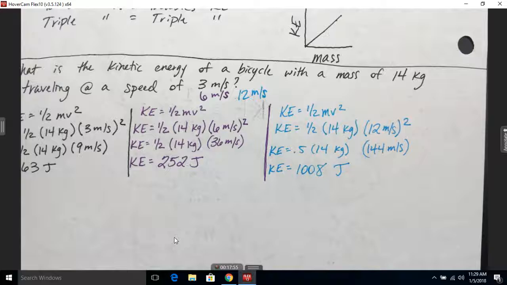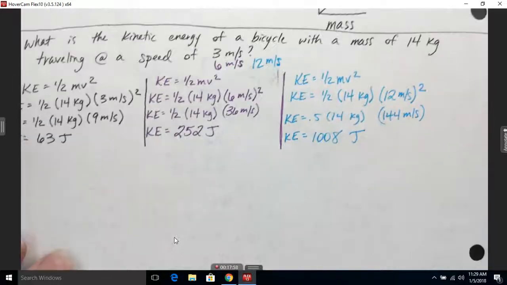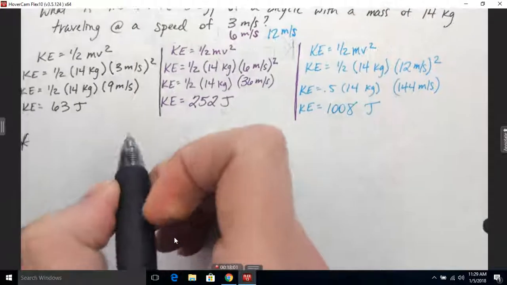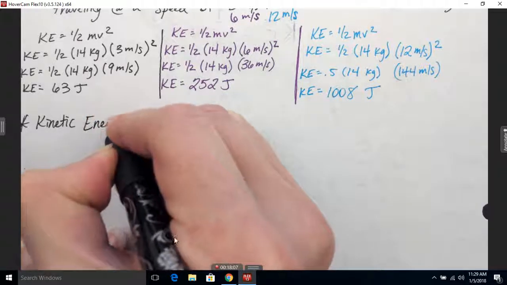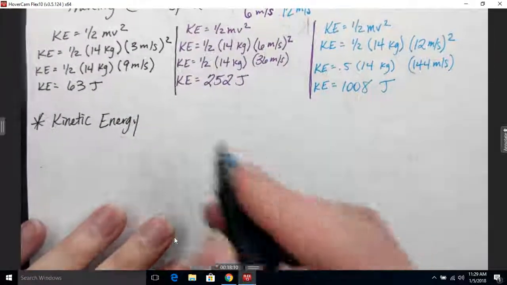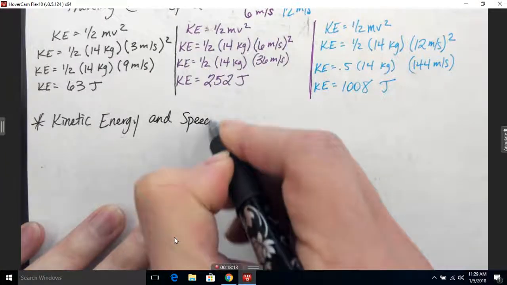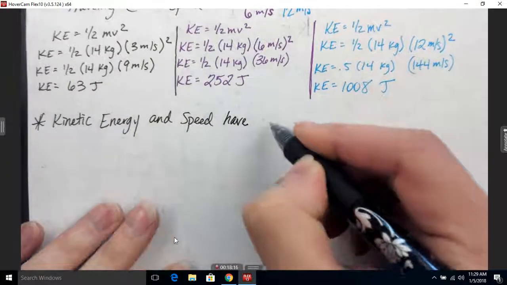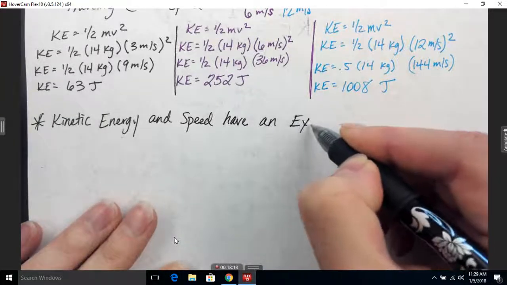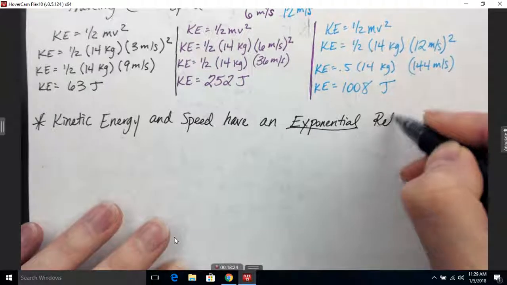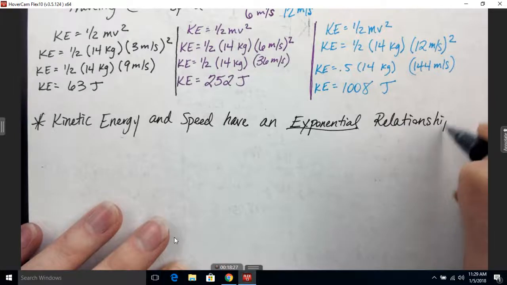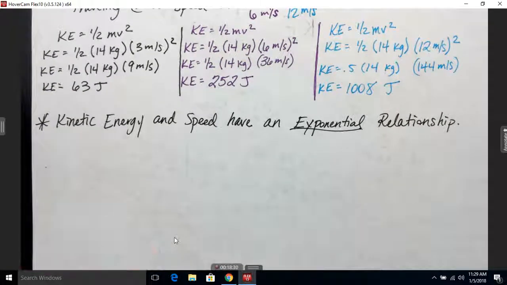You just multiply. Yes. Okay, here's the rule. Kinetic energy and speed have an exponential relationship. Like exponent, but with an IAL.